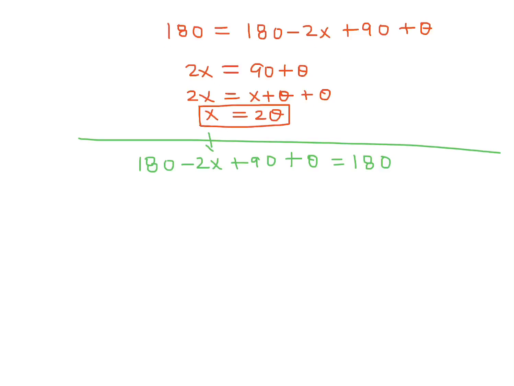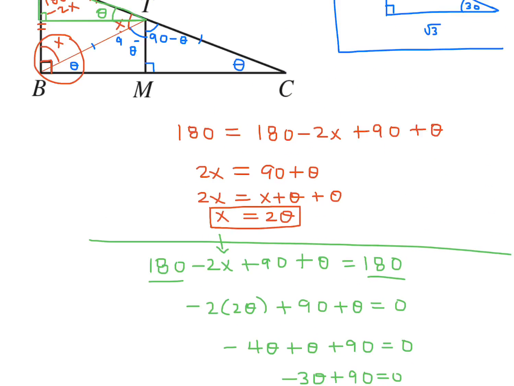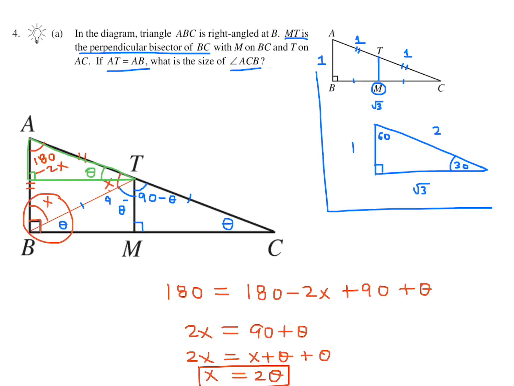x is equal to 2 theta, so we can put that in there. Minus 2 times 2 theta. The 180s cancel. Get 90 plus theta, like that. So this becomes minus 4 theta plus 90 is 0. So we got minus 3 theta plus 90 is 0. And therefore 90 is equal to 3 theta. And therefore theta is equal to 30. So as you can see, that's another way of figuring out that the angle was 30.